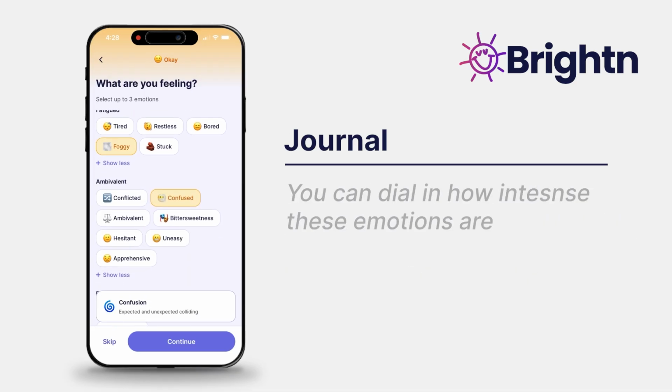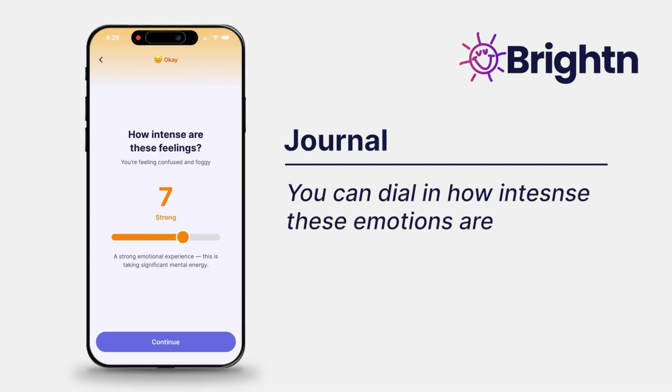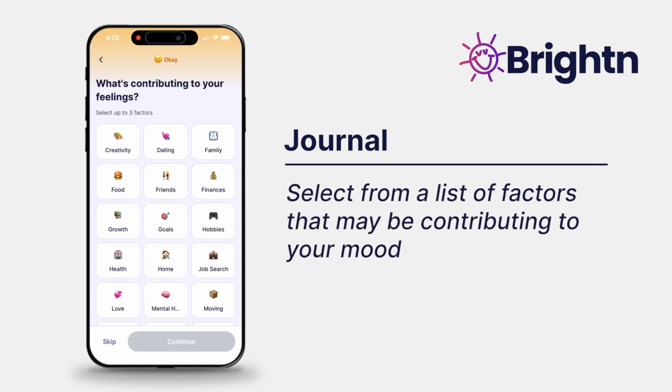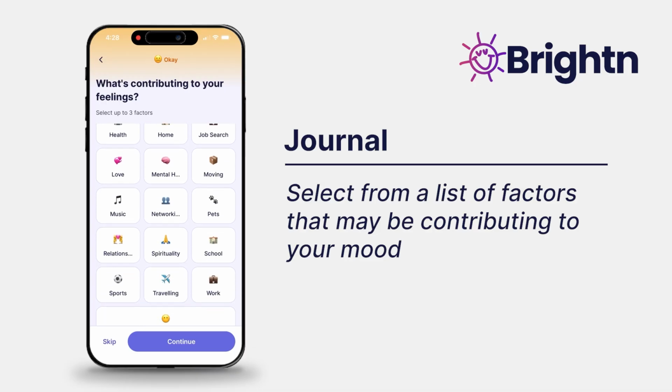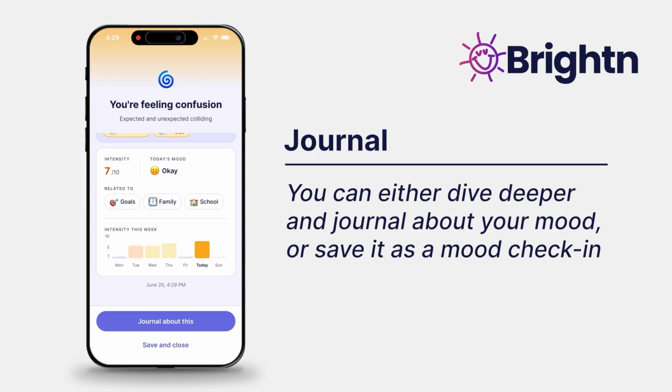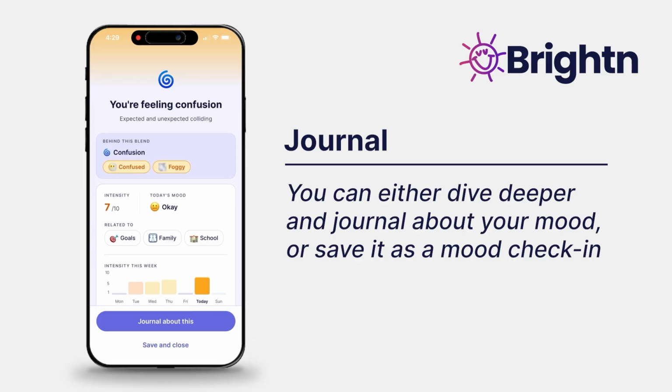Once selected, it's going to ask you how intense these feelings are. And then it's also going to ask what's contributing to these feelings. You can select up to 3 factors that are contributing to your emotions right now. Once selected, you can either journal about it or save and complete the mood check-in.